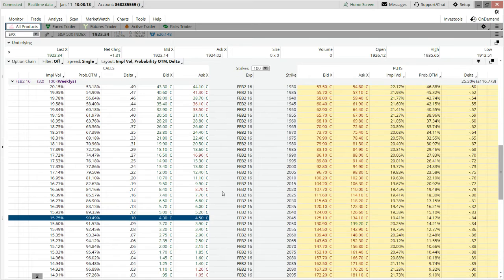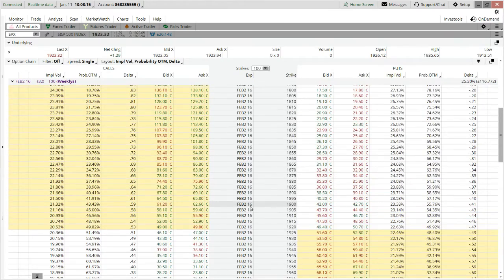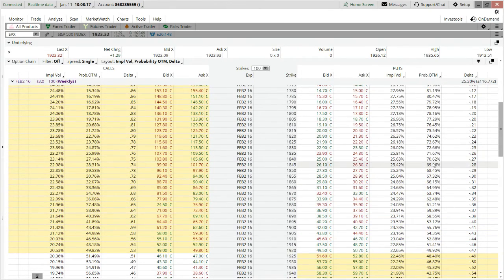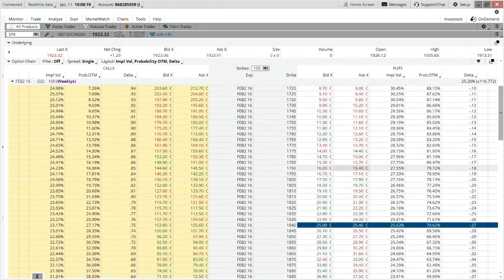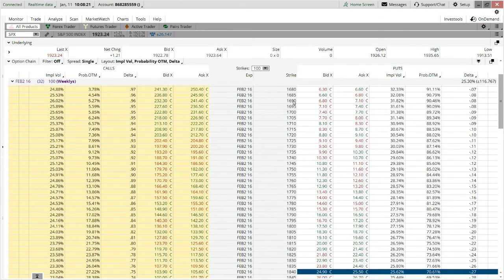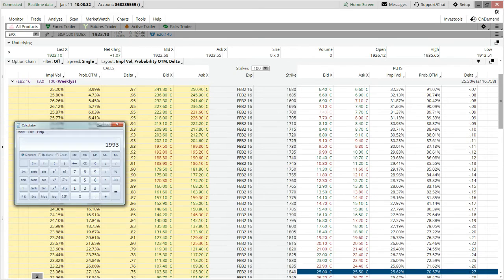Let's go ahead and set up the alert level for the put side of things. So again, we sold the 1695 strike price. The difference between 1695 and the option that is currently trading at a 70% probability, which is the 1840. So 1840, 1695, that's 145 points.